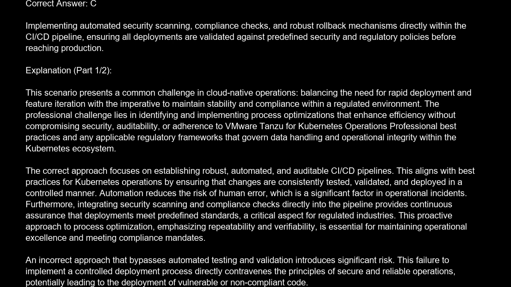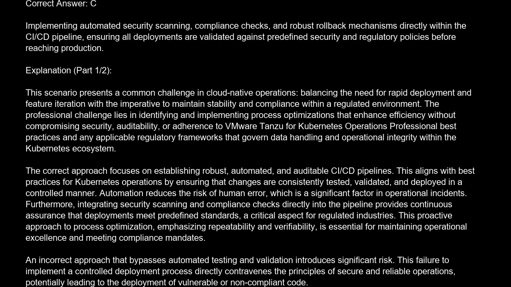This aligns with best practices for Kubernetes operations by ensuring that changes are consistently tested, validated, and deployed in a controlled manner. Automation reduces the risk of human error, which is a significant factor in operational incidents. Furthermore, integrating security scanning and compliance checks directly into the pipeline provides continuous assurance that deployments meet predefined standards, a critical aspect for regulated industries. This proactive approach to process optimization, emphasizing repeatability and verifiability, is essential for maintaining operational excellence and meeting compliance mandates.